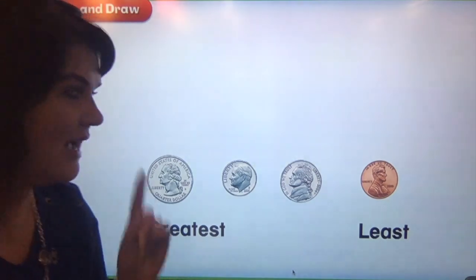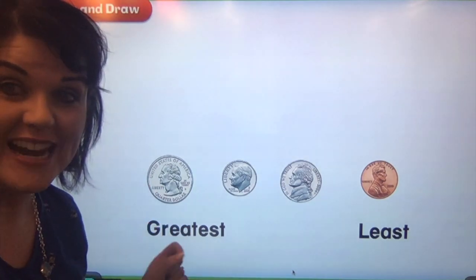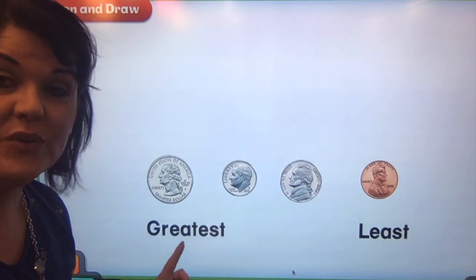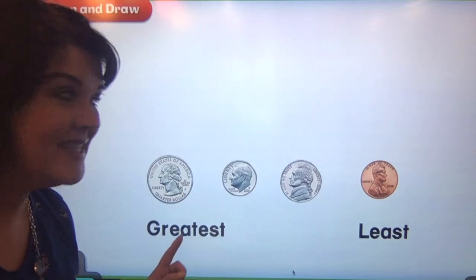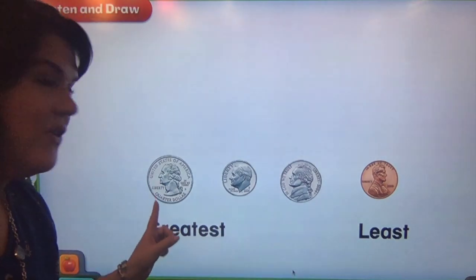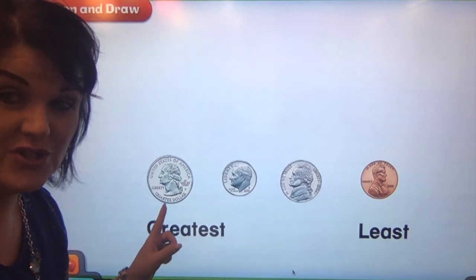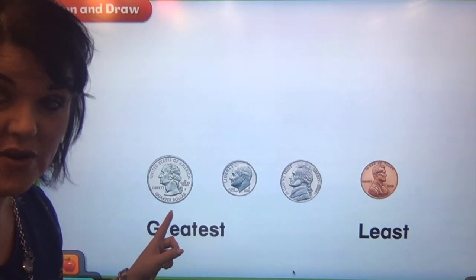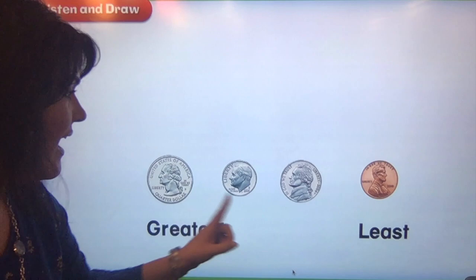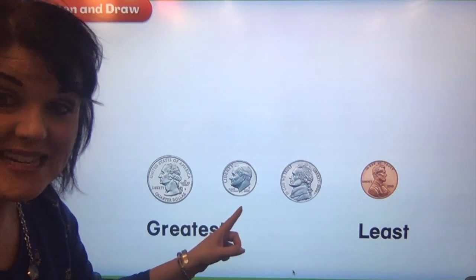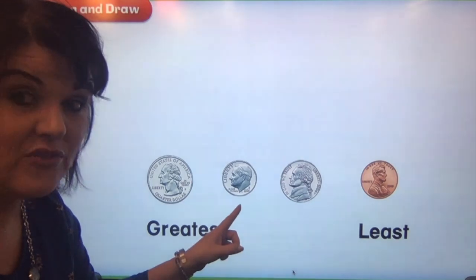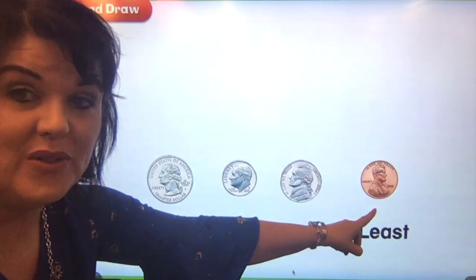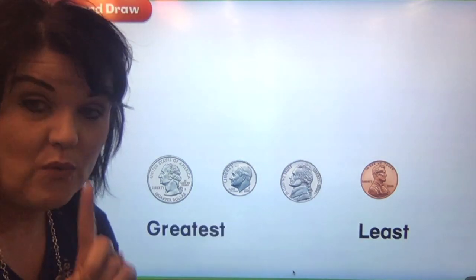I just wanted to talk to you very quickly, and then we're going to get right into counting coin collections today. But we must remember that we are going to be putting our coins into the greatest to the least value. And we know from the song that the quarter is 25 cents, our biggest coin. It's always going to be in the front if we have one. The dime is 10 cents, and it's always going to be next. Our nickel is 5 cents, and our penny has the least value at 1 cent.